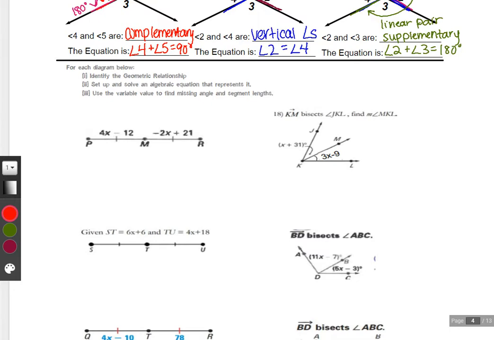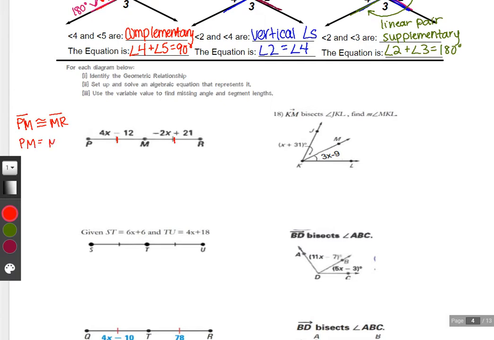So we have a segment. So we know we're dealing with relationships that have to do with segments. The first thing I would look at is any special marks that you have. So on this one I see these tick marks. That means that we have some congruency here. So that means that segment PN should be congruent to segment NR. So I'm going to write that down on the side just so you can see that. So segment PN will be congruent to segment NR, which means that their distances should be equal. So PM should be equal to MR.